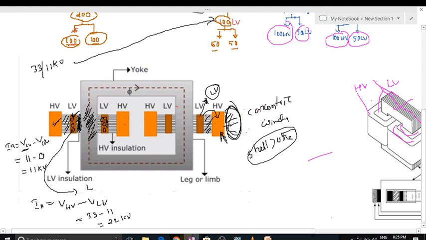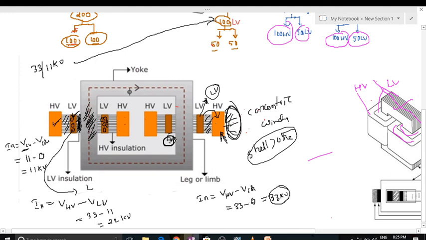Everything is completed, but there is one final point. If we place the HV winding nearer to the core, what will be the problem? The problem is the insulation requirement. Insulation requirement is the difference between the HV winding and the core. HV capacity is 33 kV and core capacity is 0 volts. The difference is 33 kV, so 33 kV insulation is required between HV and core if you place HV nearer to the core.